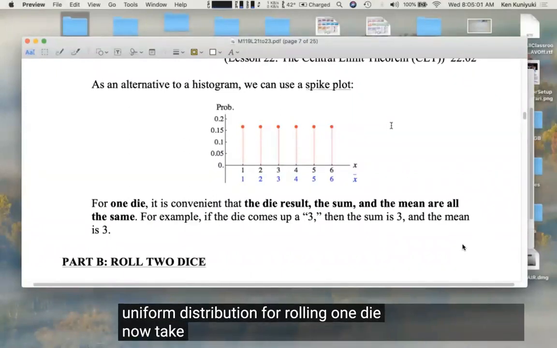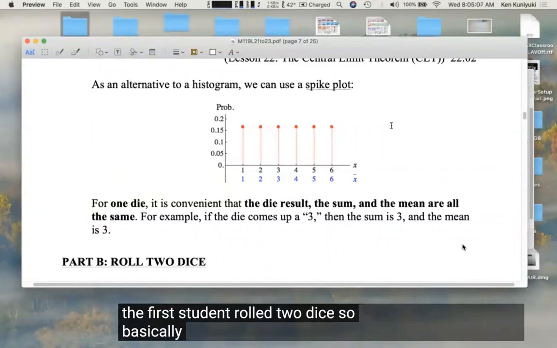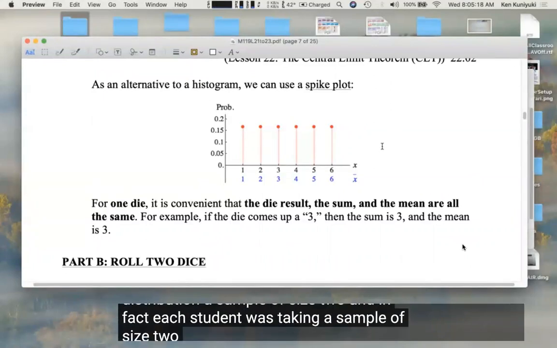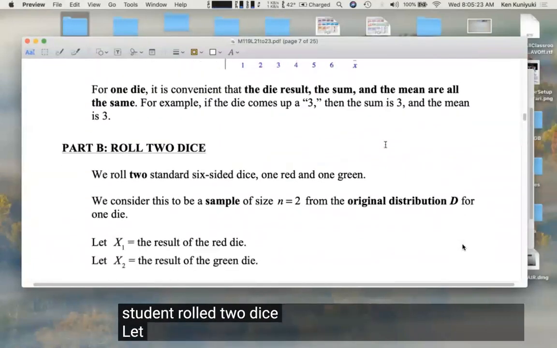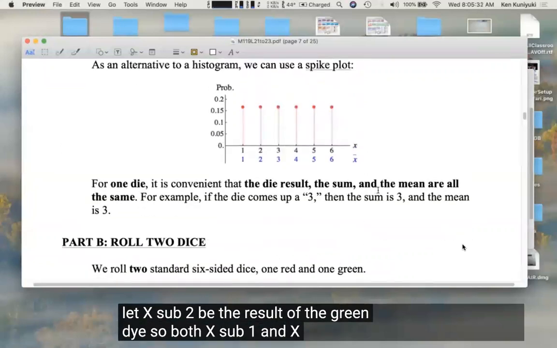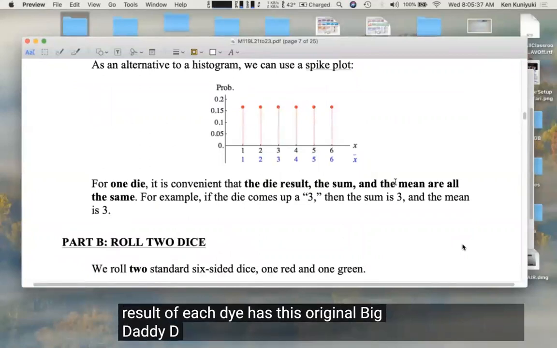Now, take the first student, say. The first student rolled 2 dice. So basically, the student was taking a sample of size 2 from this same flat top distribution. In fact, each student was taking a sample of size 2 from this distribution. Each student rolled 2 dice. Let x sub 1 be the result of the red die. Let x sub 2 be the result of the green die. So both x sub 1 and x sub 2, the result of each die, has this original distribution D, this flat top, uniform.